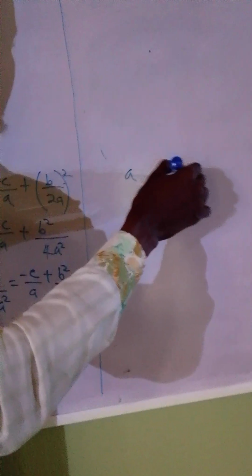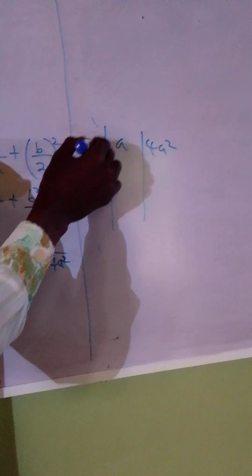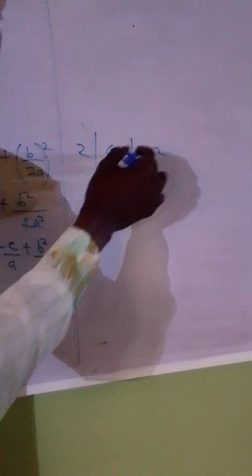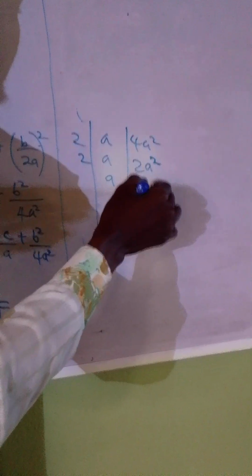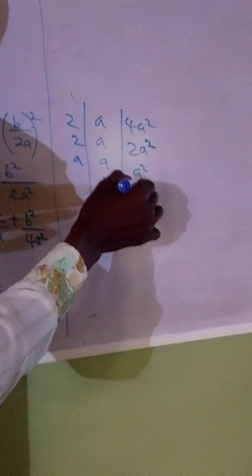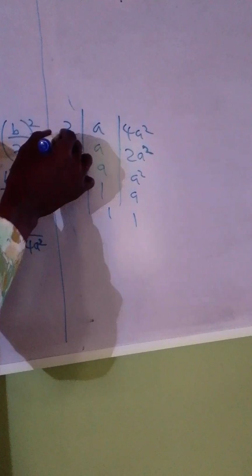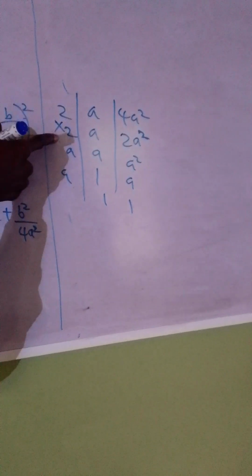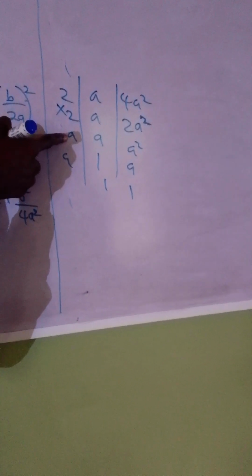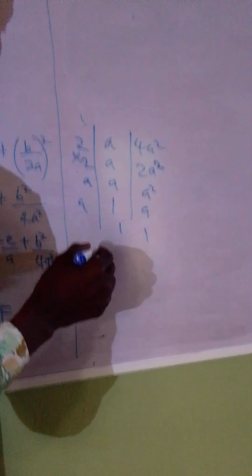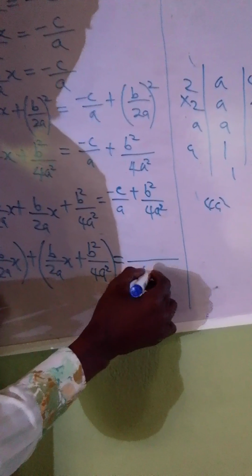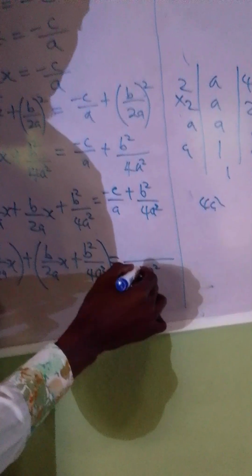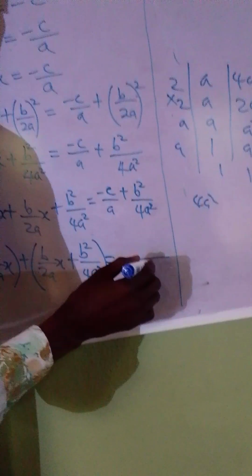A and 4a squared, the LCM, what can divide 2? Bring down a. 2 divided 4 is 2, bring down a squared. Then 2 can divide again, bring down a. Then 2 divided 2, what is left here is a squared. Then what can divide again? A, 1a, then a, 1, 1. So 4 times 2 is, 2 times 2 is 4, 4 times a is 4a, then 4a times a is 4a squared. Alright, so the LCM is 4a squared. So I'll rule a line and write 4a squared. Then this is the LCM.